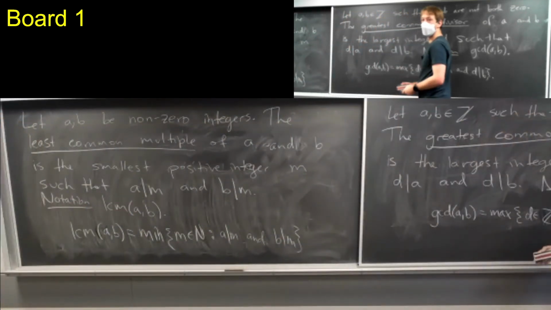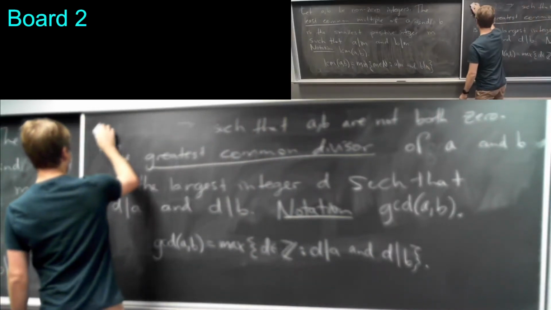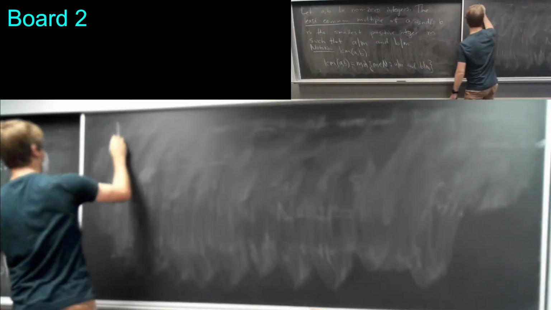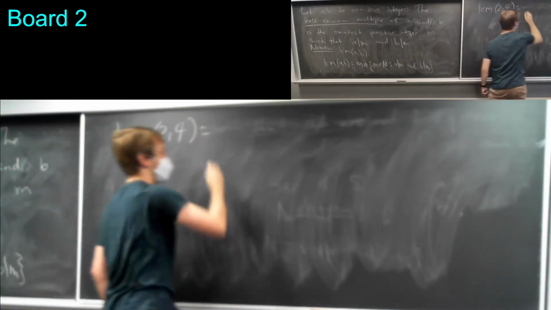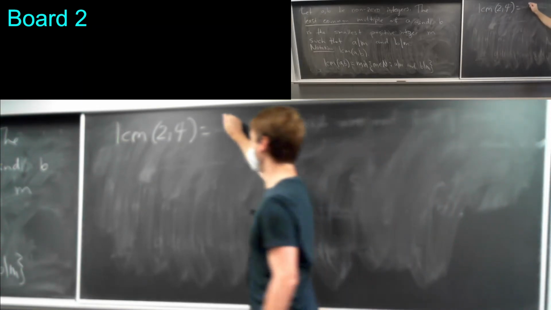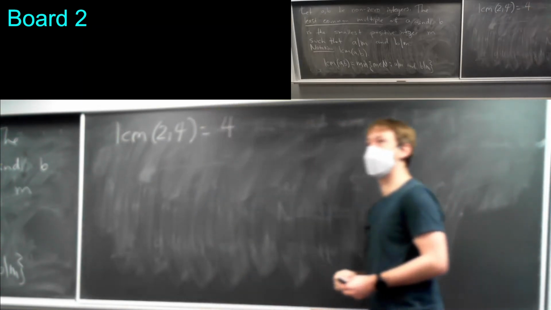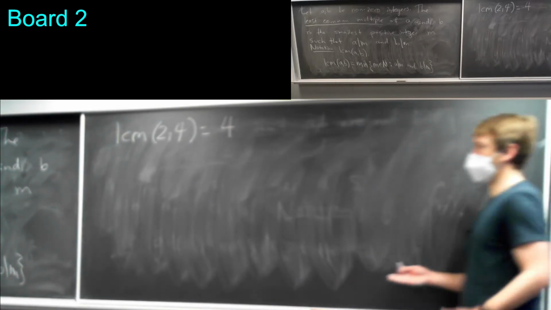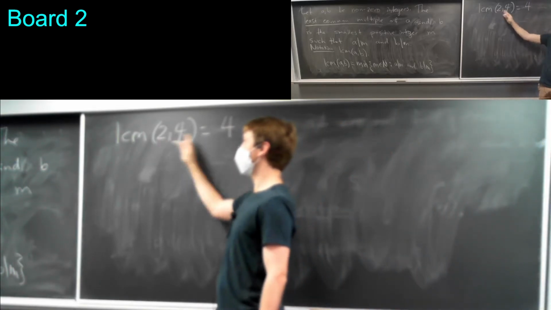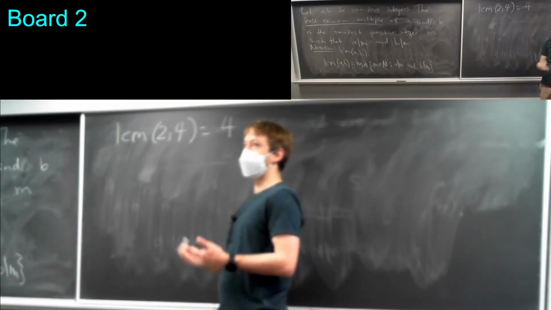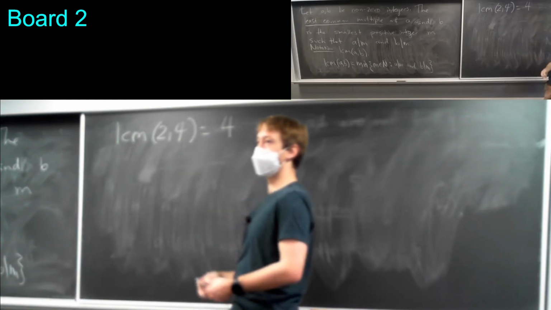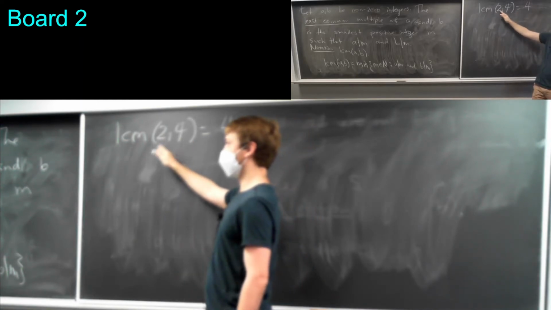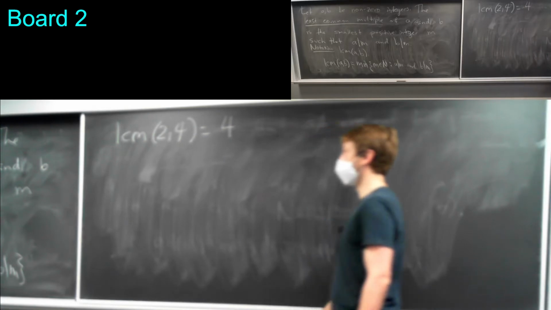So let's do a few examples to get used to it. So if I take the LCM of 2 and 4, that's going to be 4 because 4 is a multiple of 2 and 4 is a multiple of 4, and there's no smaller number that's a multiple of 2 and 4, right? This is the smallest possible number which is a multiple of 2 and 4.